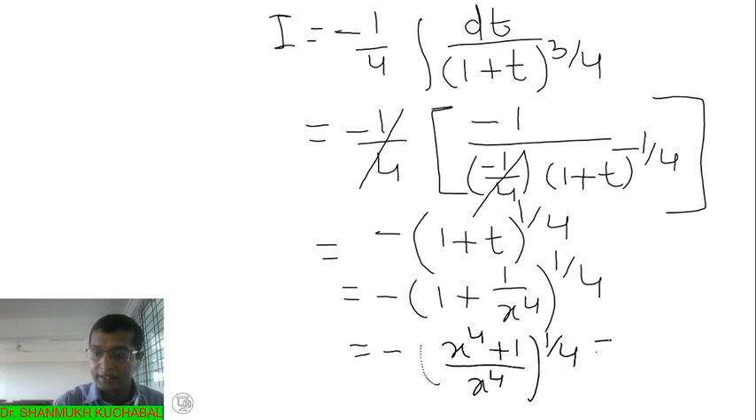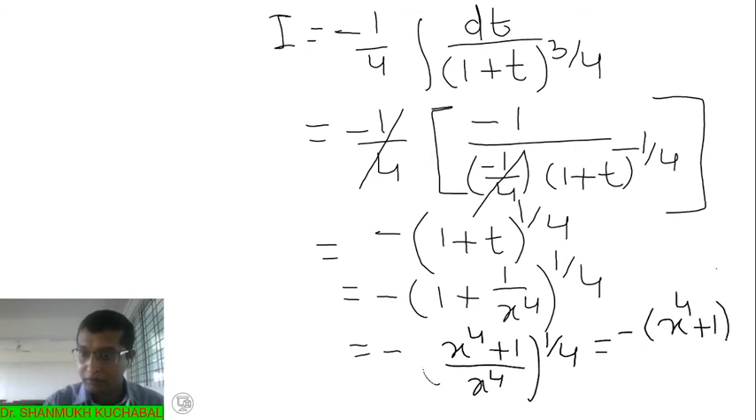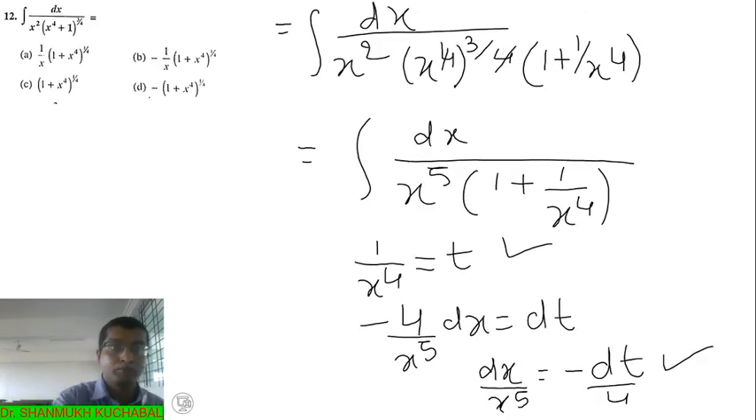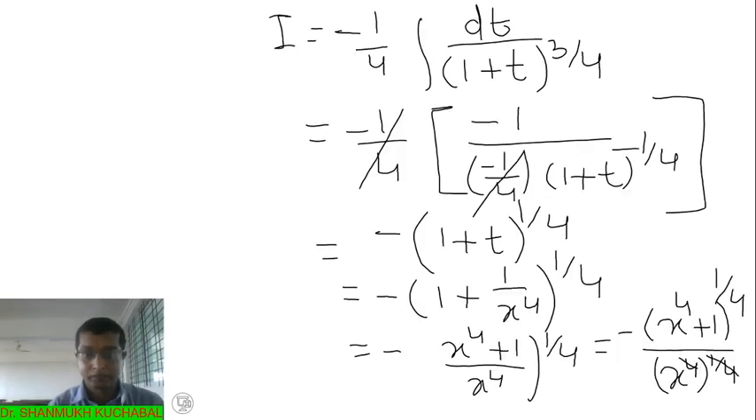Further, see minus as it is, numerator and denominator power we have to change. So x raised to 4 plus 1 powers we have to include here. x raised to 4 plus 1 raised to 1 by 4, and here x raised to 4 raised to 1 by 4. See here 4 cancels. So we get minus inside a bracket x raised to 4 plus 1 raised to 1 by 4 divided by x. Therefore option B is the right answer.